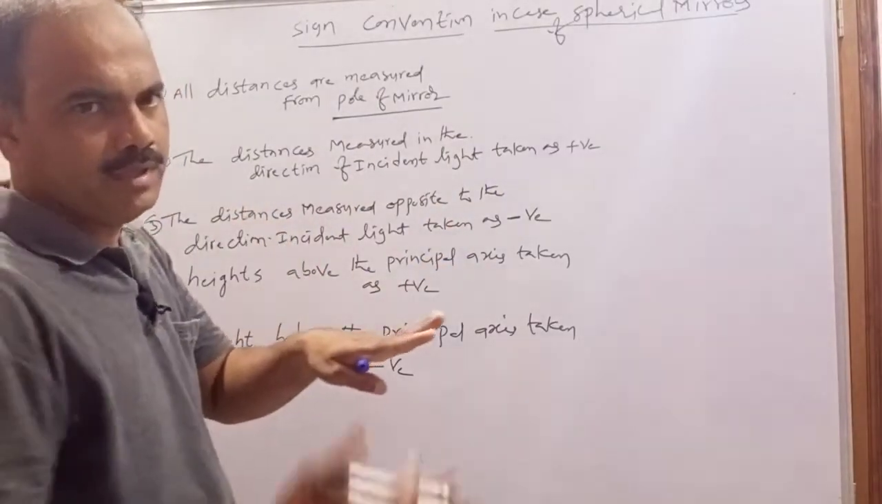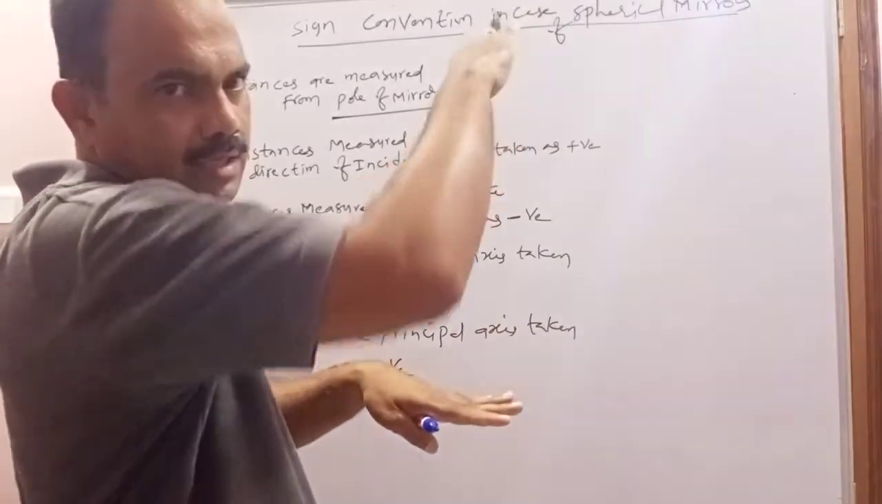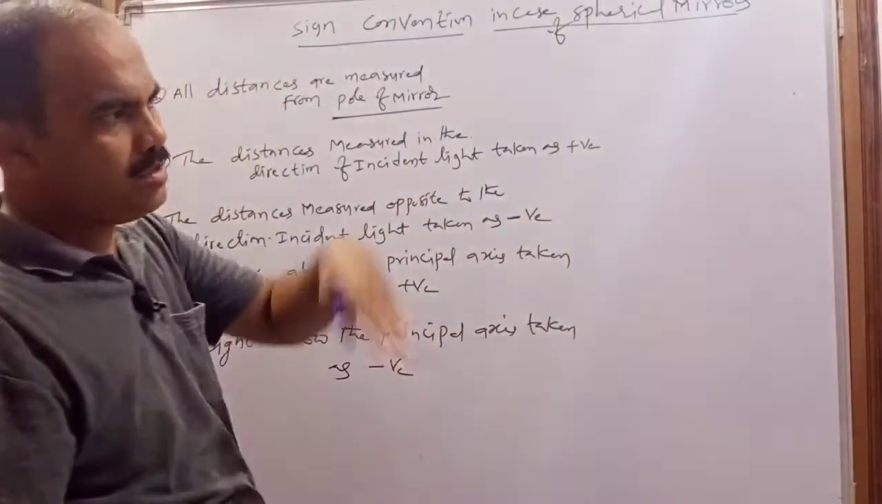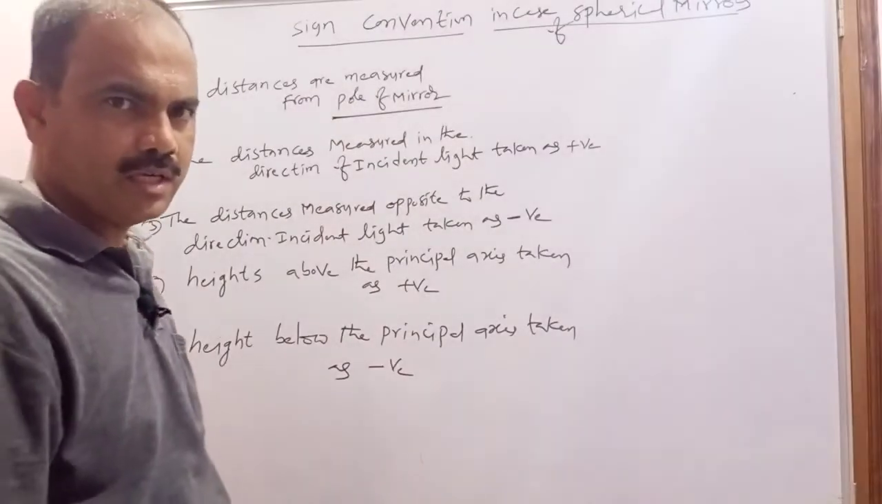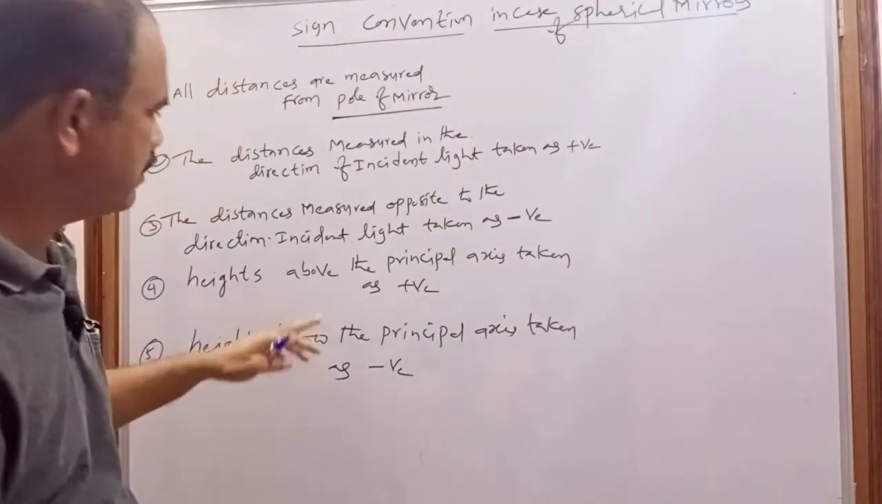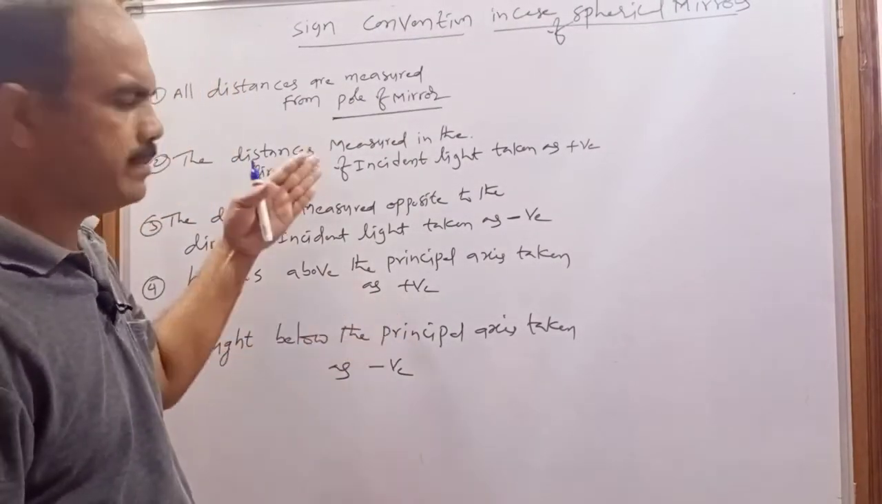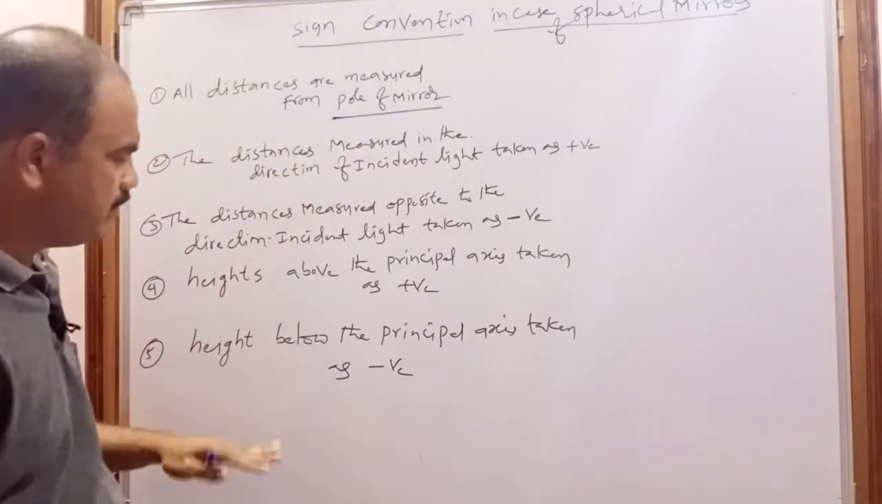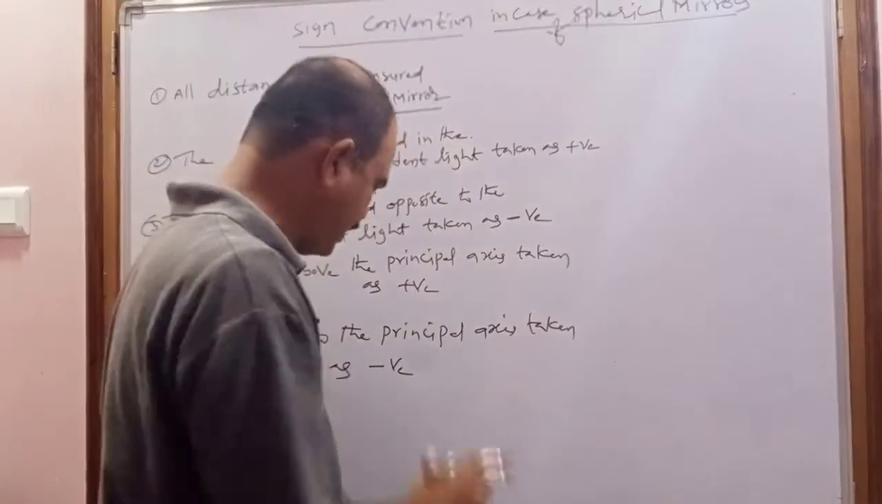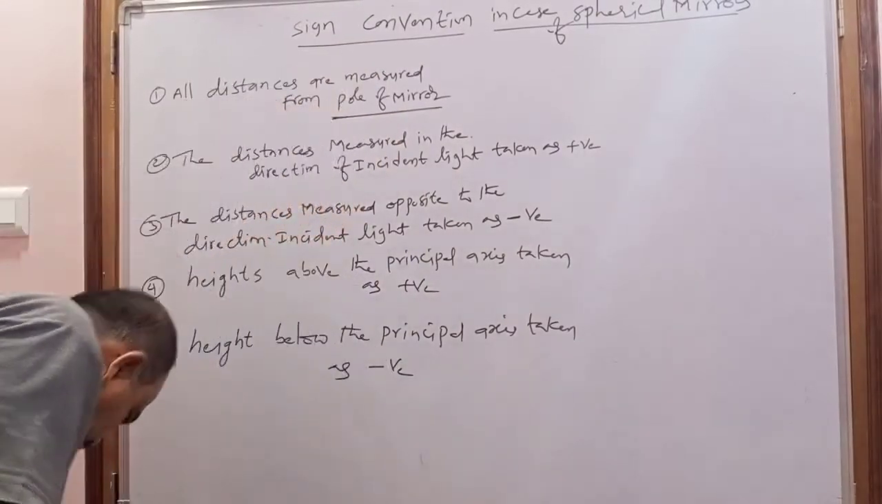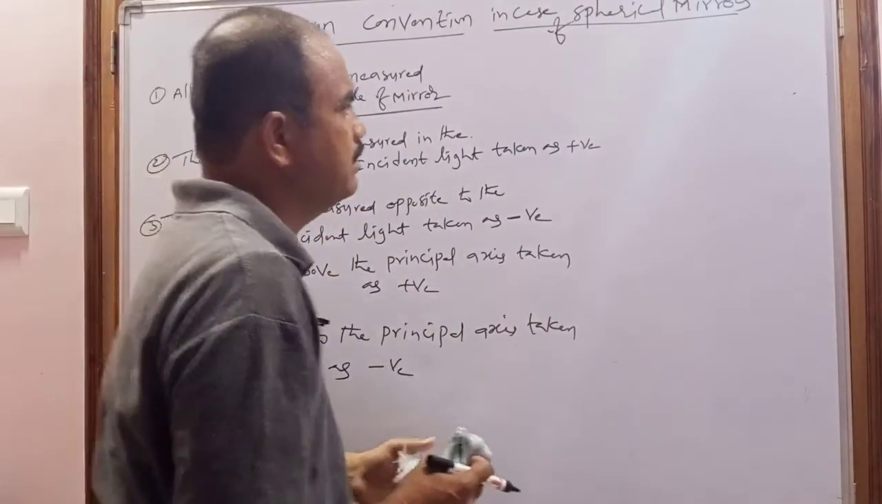And sometimes the object may be above the principal axis or below the principal axis. The image is also above or below the principal axis. That's why, for the height of the object and image: the height of the object will be positive when above the principal axis. If the height of the object is below the principal axis, it is taken as negative. So these can be understood by taking examples.